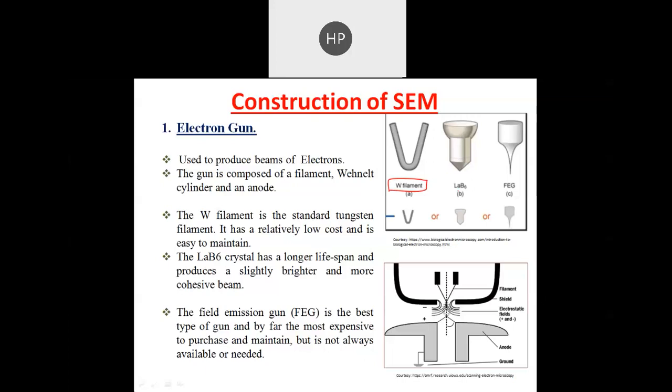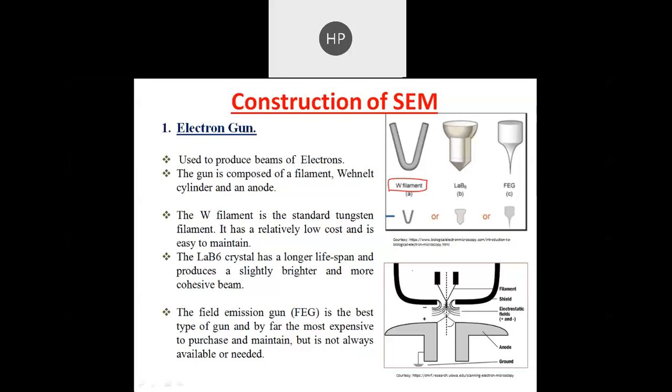And this FEG, field emission gun, is the best type of gun, but it is very expensive and very hard to maintain. That's why it is rarely used in SEM analysis, but depending upon the requirement, it is used in many cases.